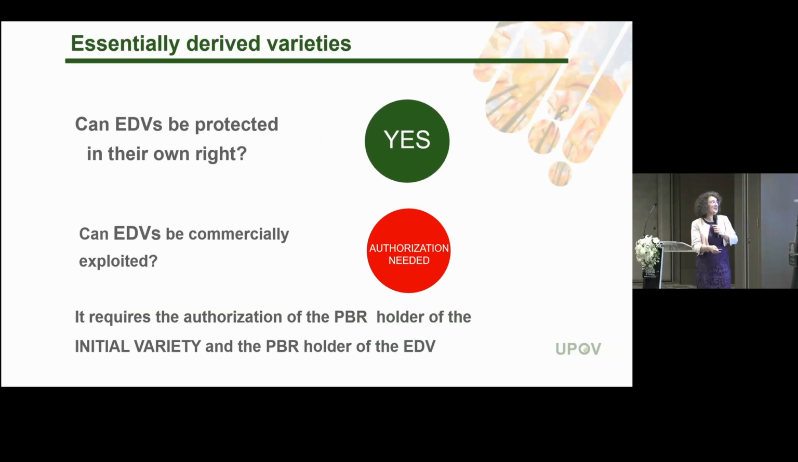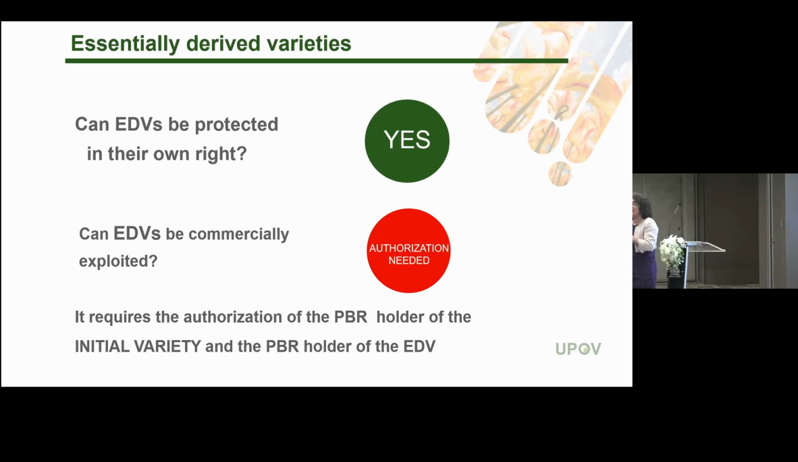So then I continue. Key question. Can an essentially derived variety be protected?